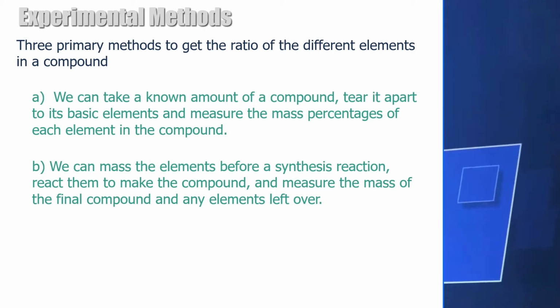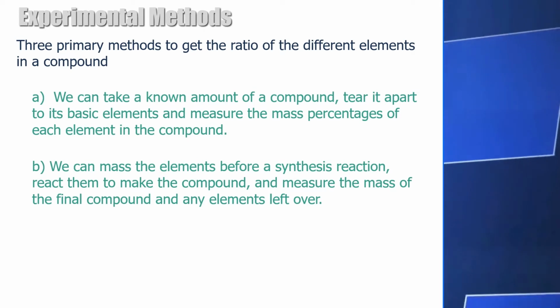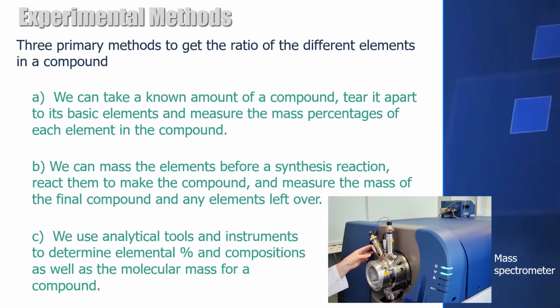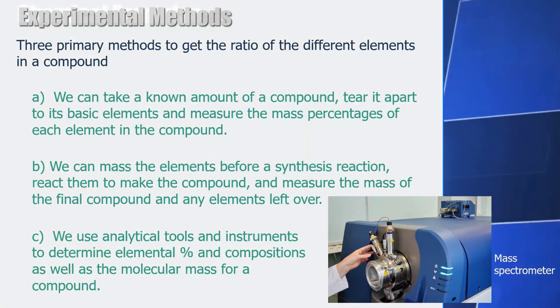Now, in this modern era, we have a variety of analytical tools and instruments that can help us determine the elemental makeup of a compound, as well as the molecular mass of the compound. Once we have this data, it's a rather straightforward computation to get at what we call the chemical formula.